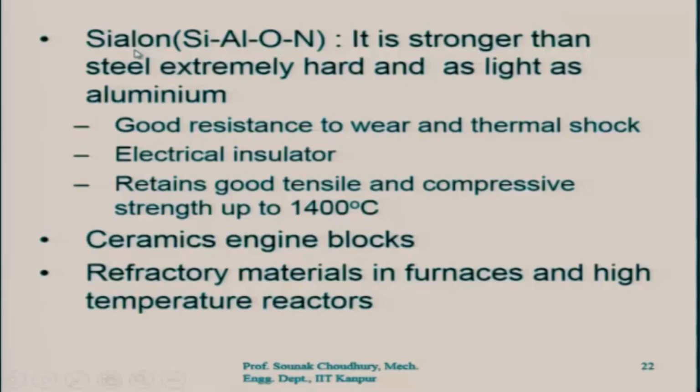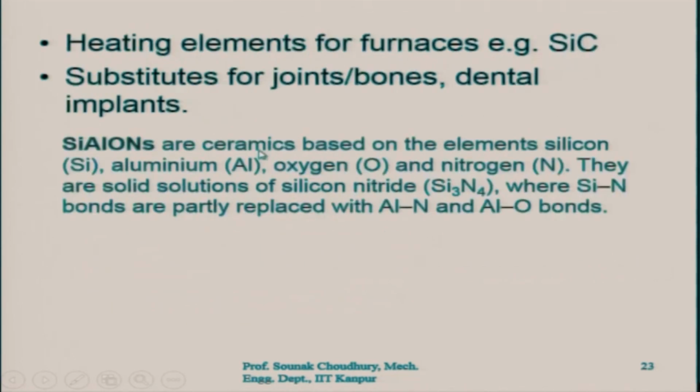Sialon, for example, is a relatively new material, and I will just tell you the definition of that. The sialons are ceramics based on the elements silicon, aluminum, oxygen and nitrogen. That is why the name came: silicon, aluminum, oxygen and nitrogen. They are solid solutions of silicon nitride, Si3N4, where silicon nitrogen bonds are partly replaced with aluminum nitrogen and aluminum oxygen bonds. This is how sialon has been invented.